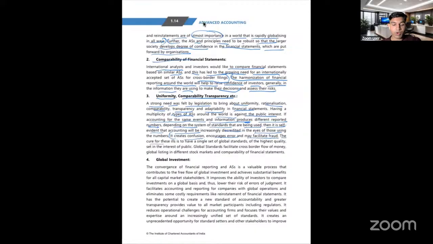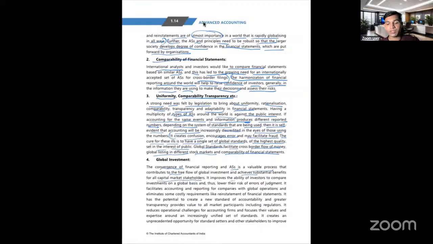The cure for this is to have a single set of global standards of the highest quality, set in the interest of the public. Global standards facilitate cross-border flow of money, global listing on different stock markets, and comparability of financial statements. Global investment: the convergence of financial reporting and accounting standards is a valuable process that contributes to the free flow of global investment and achieves substantial benefit for all capital market stakeholders.